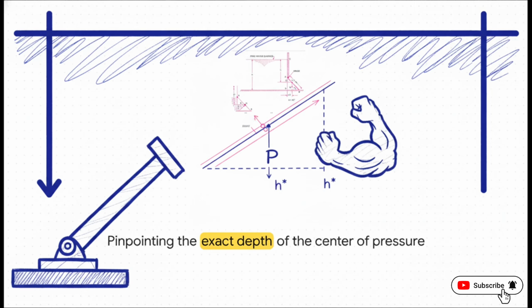Think about it. If you're designing a massive support strut to hold up a retaining wall, you don't aim it at the physical center of the wall. No way. You aim it precisely at H star, where that invisible giant is concentrating its entire push.